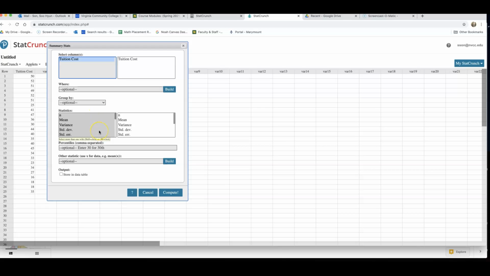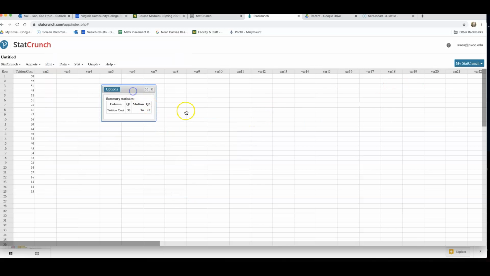And let's find 3 things, 3 quartiles. You need the first one, Q1. Next one is Q2, but it doesn't say Q2 on it. It says actually median. So you need to hold down the command or control key so that Q1 and median are both selected. And lastly, we need our Q3. So if you have those 3 quartiles, click on compute and ta-da, this is how we can use technology, StatCrunch, to find the quartiles.